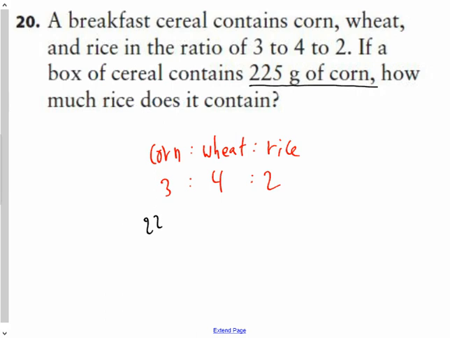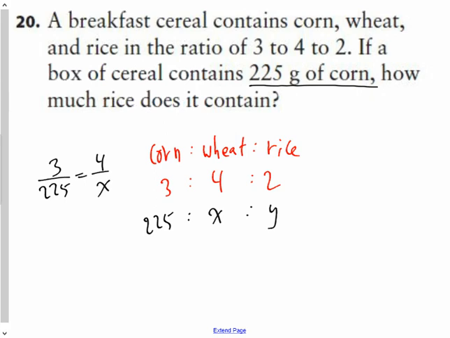So I'm going to put 225 here, and I can make it either X and Y, or you can just leave them blank. It doesn't matter. I'm using X and Y, but you don't have to use either. It's fine. How much rice does it contain? So there are 3 ways you can solve this, just like in all the other proportional reasoning. You could figure out what you multiply or divide 3 by to get 225, right? So you could set it up as 3 over 225 is equal to 4 over x if you wanted to.